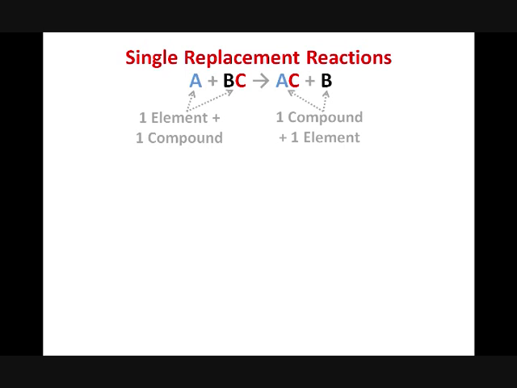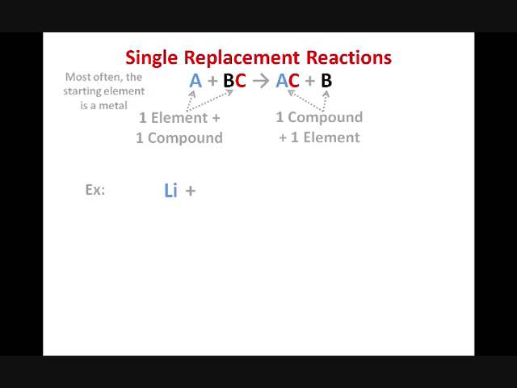But it's important to remember that the products are always going to be a different element and a different compound than we started with. Another thing we need to pay attention to is what kind of lone element we are starting with on the reactant side. Most of the time, the starting element is going to be a metal. We'll talk more about that later. For now, just know that it's important. Here's an example of a single replacement reaction.